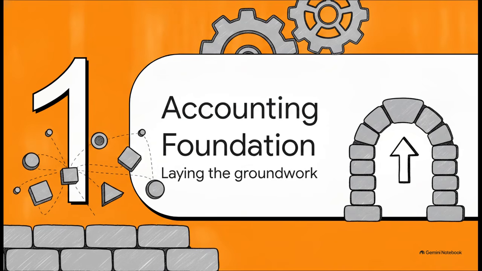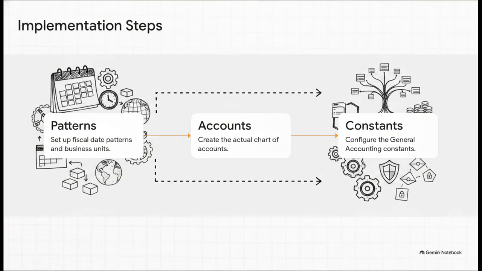All right, kicking things off with Phase 1, laying the accounting foundation. Before a single transaction is ever processed, you literally have to pour a concrete foundation of system rules. Based on our source material, the chronological steps to build this involve setting up your fiscal date patterns and business units, creating the chart of accounts, and configuring your general accounting constants. Getting these sequential steps right is a huge deal because it ensures the system perfectly mirrors your actual corporate structure.